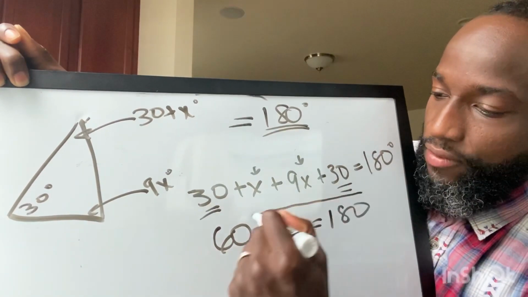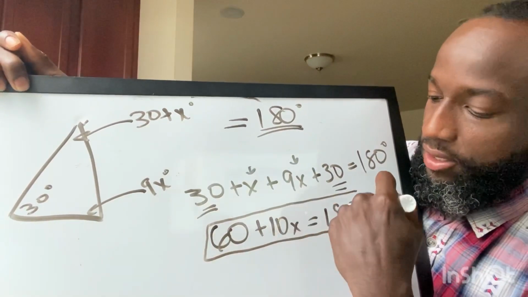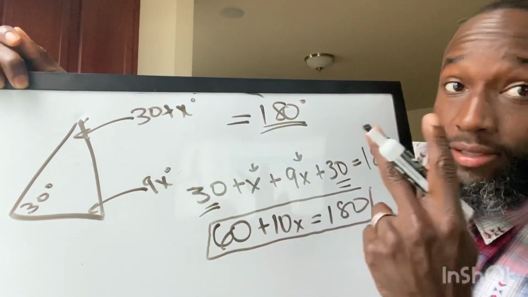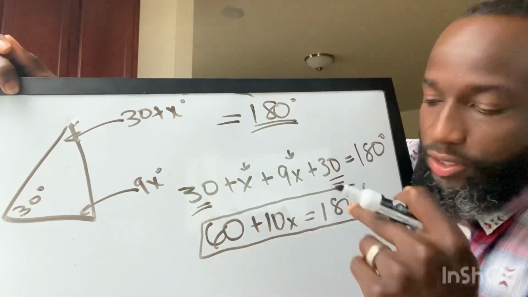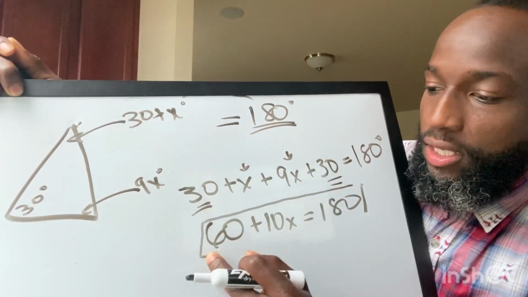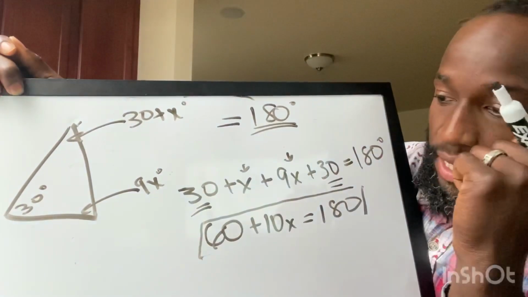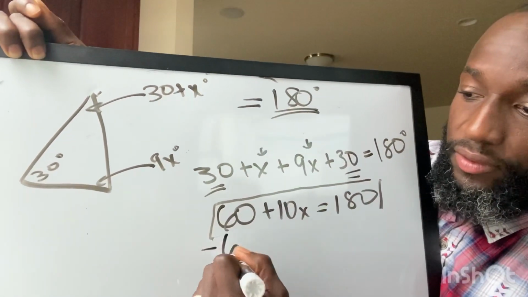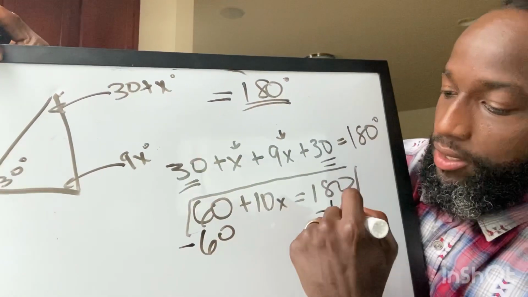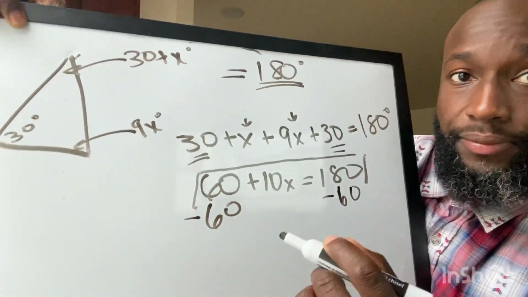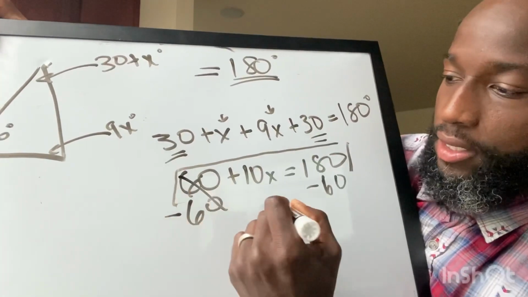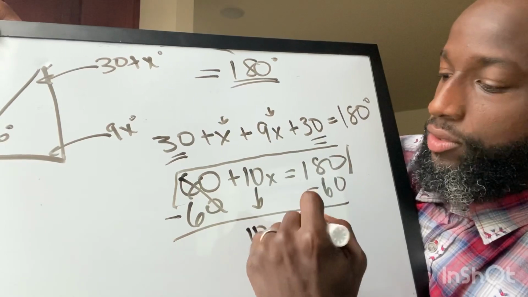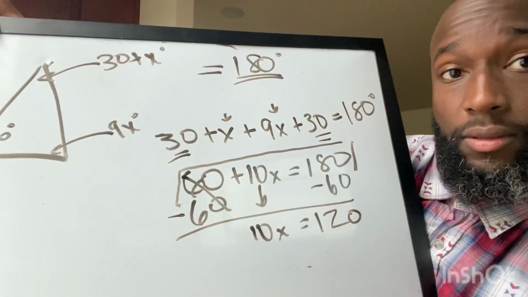Now, look what we have. We have an equation that looks like the equations we've been working out. Now it's a two-step equation, right? First things first, let's get the x by itself. So you're gonna isolate the x. Because this is positive, you're gonna subtract 60 from both sides of the equal sign. Minus 60, minus 60. These cancel. You bring down this 10x, so that's gonna be 10x equals 120.